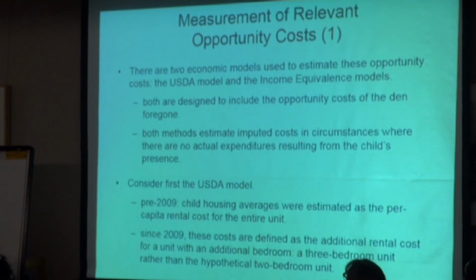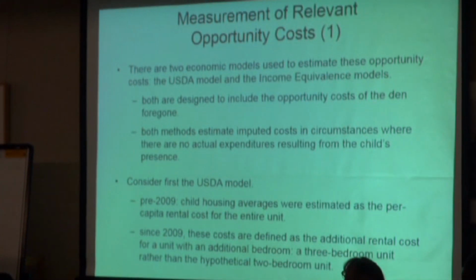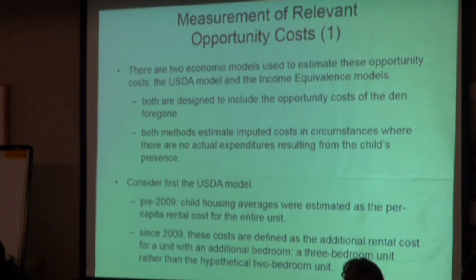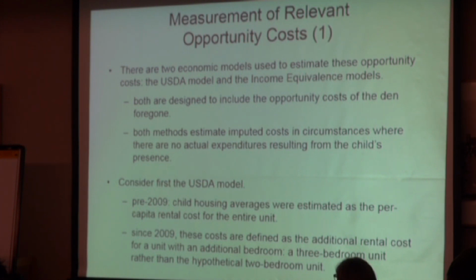As I said before, the two other models, besides my own, are how to evaluate the opportunity costs. And the two models are the USDA model and the income equivalence models. The Rothbard and Engel are just variations on the income equivalence models. Both are designed to estimate these imputed costs, right? Opportunity costs are not monetary costs, they're imputed costs, right? So they're designed to measure these opportunity costs, and we impute them.